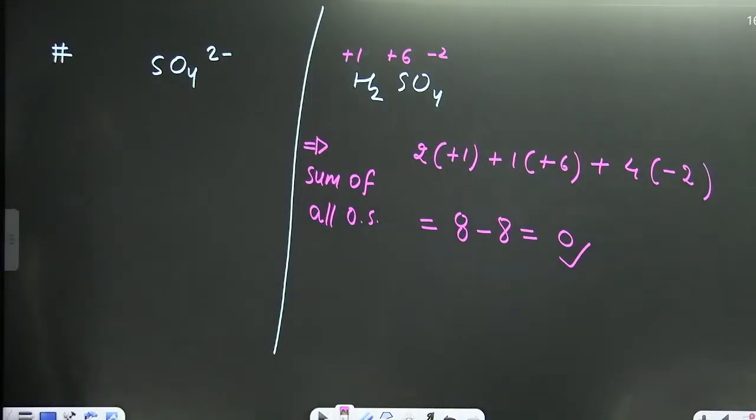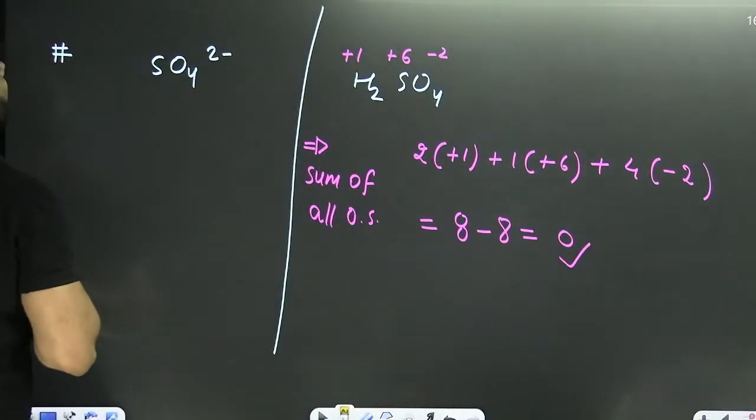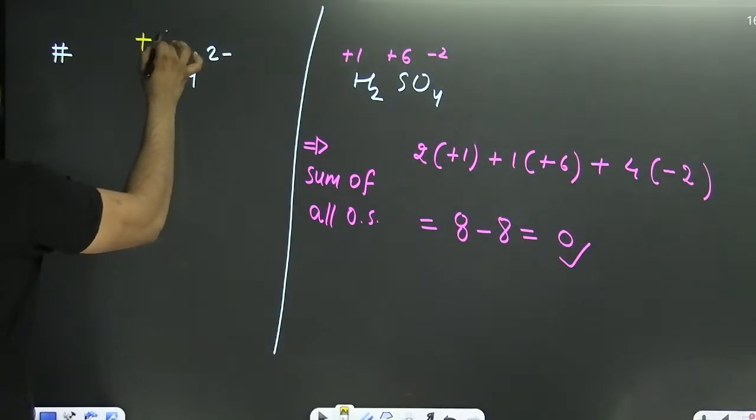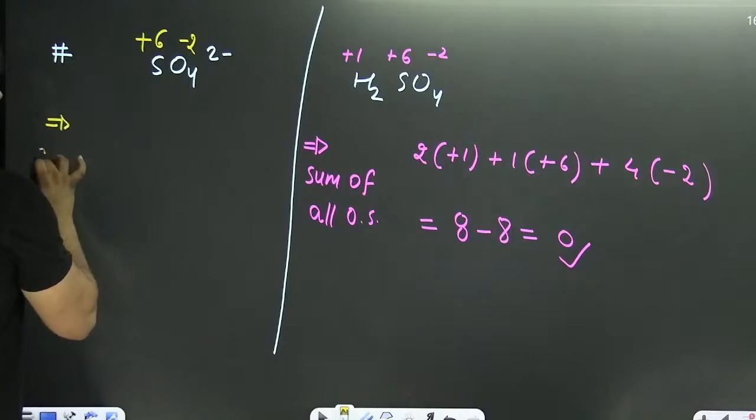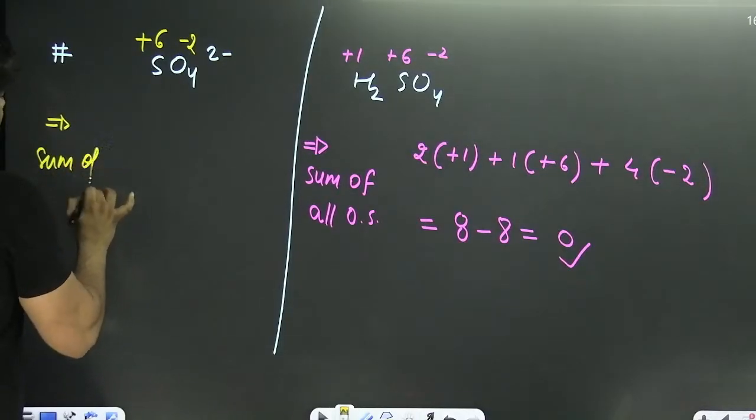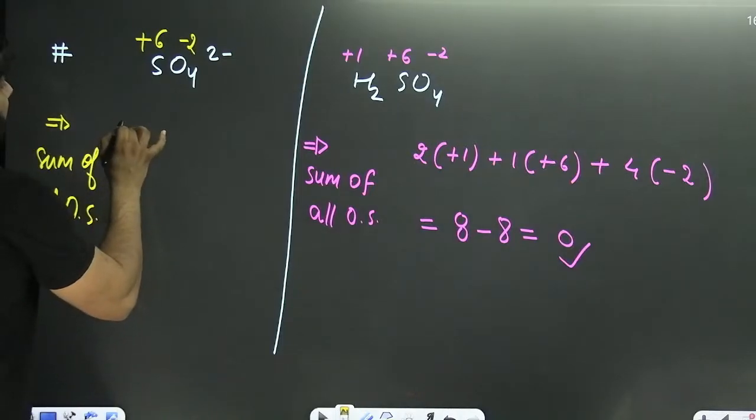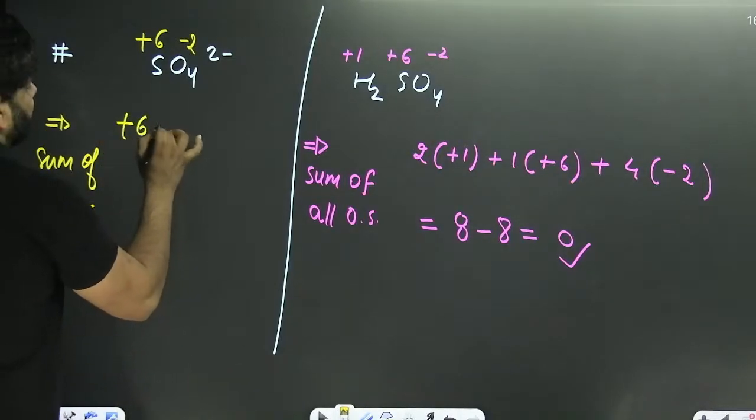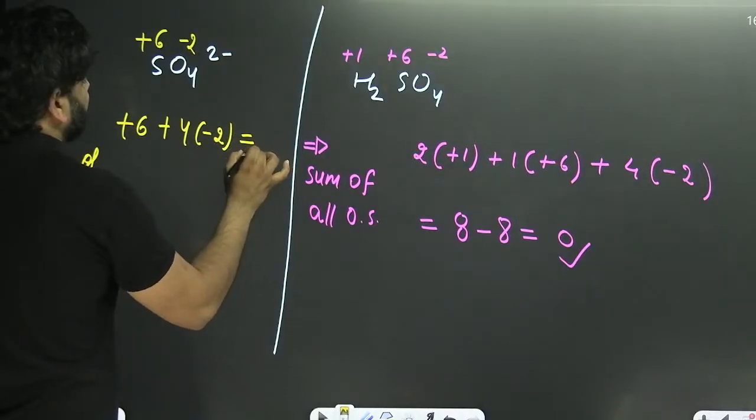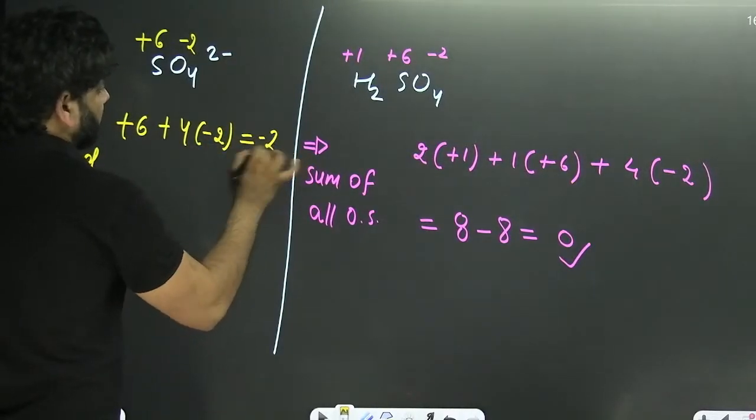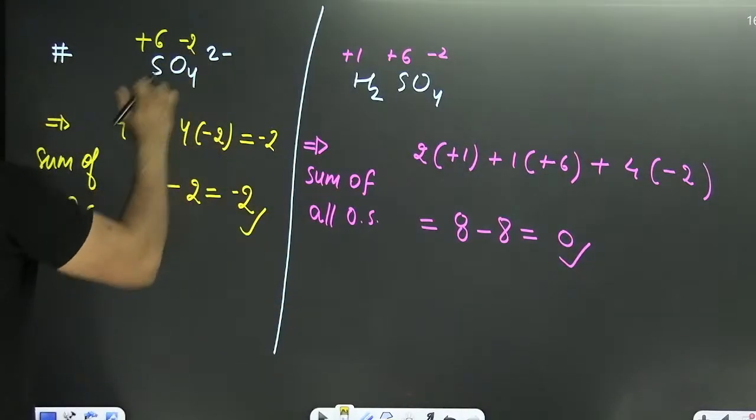Can you see it? Let me explain one more example using the sulfate ion. In the sulfate ion, sulfur has an oxidation state of positive 6, and oxygen has an oxidation state of -2. Now do the sum of all oxidation states. How much does it come to? 1 times positive 6 plus 4 times -2 is equal to -2. So -2 is equal to -2. So that's what we get. This is the net charge, -2.